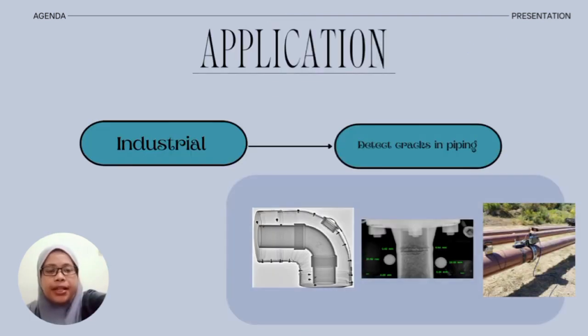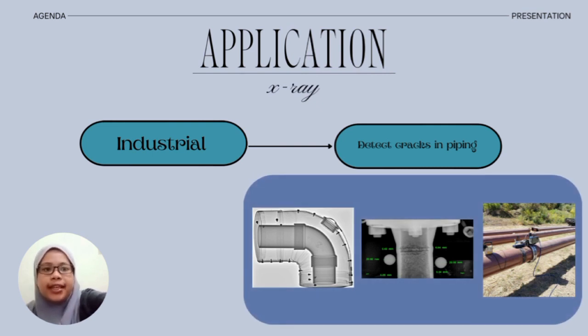The application of X-ray is in industrial. For example, X-ray can detect the crack in piping. X-ray pass more easily through such imperfection, which means that weak area will show up on a photograph you can take with a specialized radiography camera.